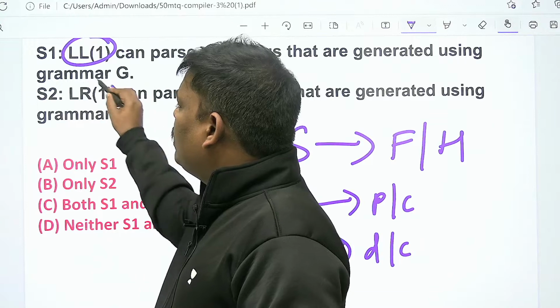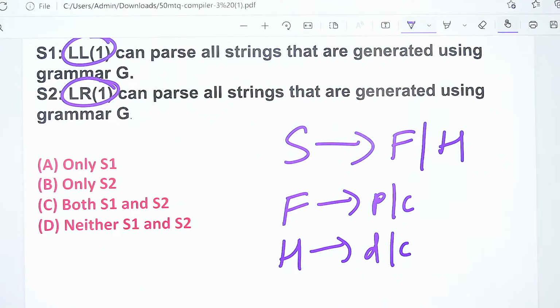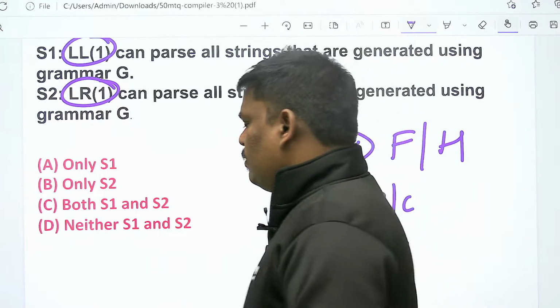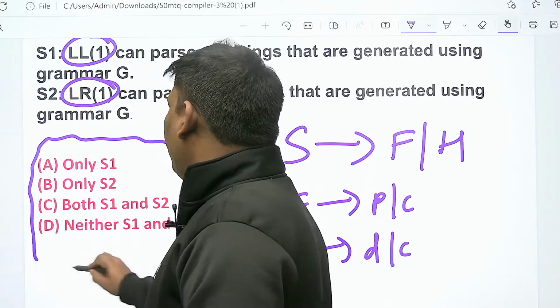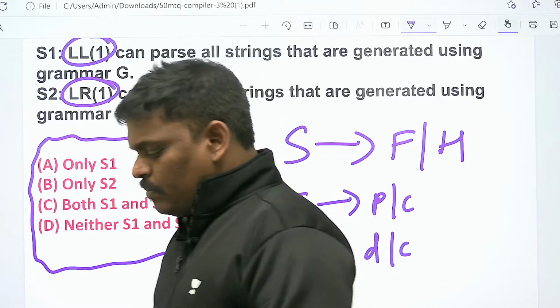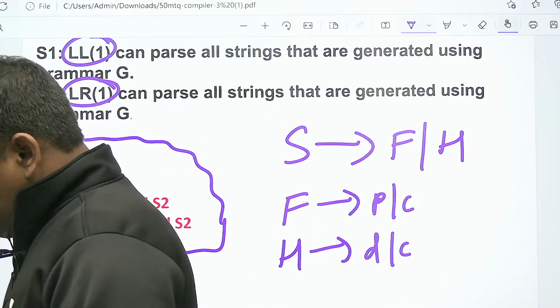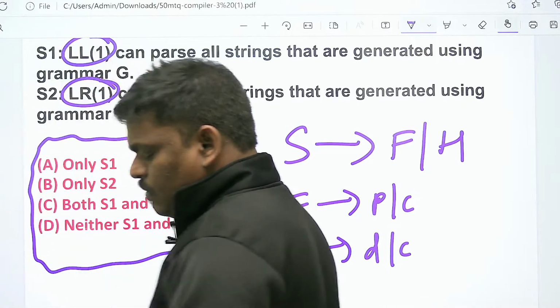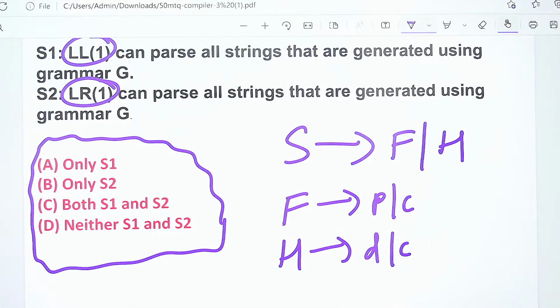S2 is saying that the given grammar is LR1. S1 says the given grammar is LL1, S2 says the given grammar is LR1. Can you help me? Which statement is right? Which statement is wrong? Can you check?